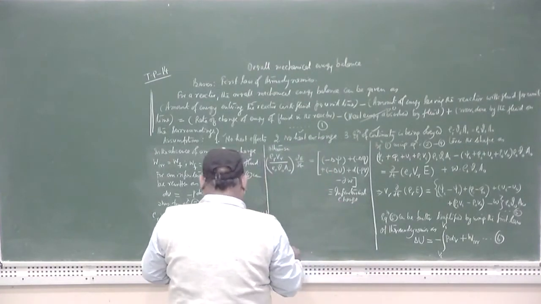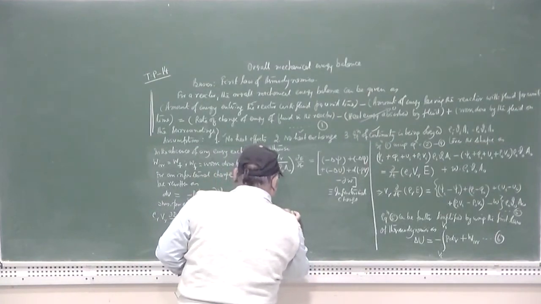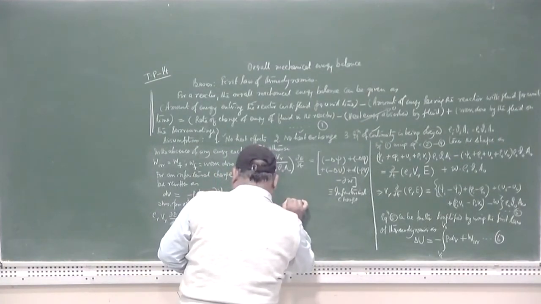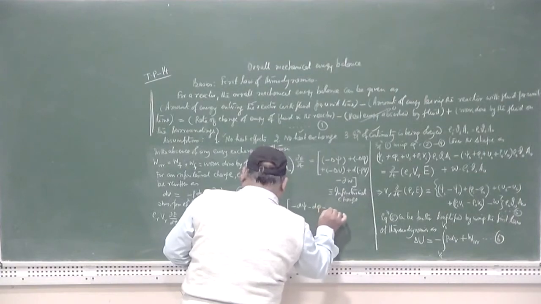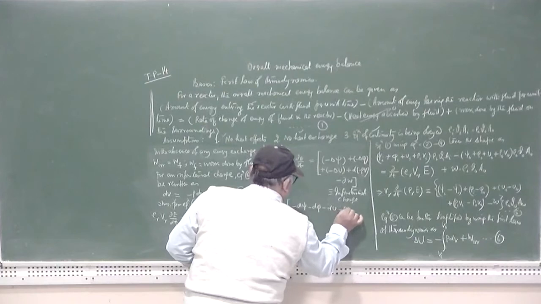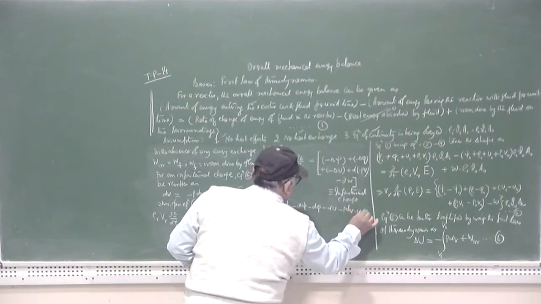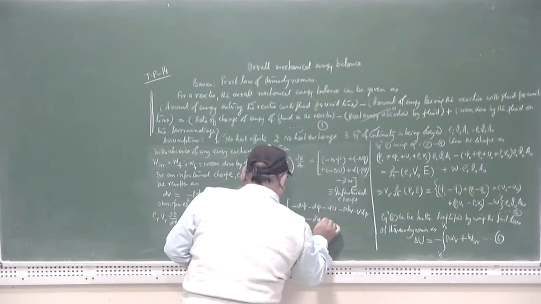or it can be further written as minus d psi minus d phi minus du minus p dv minus v dp minus delta W.